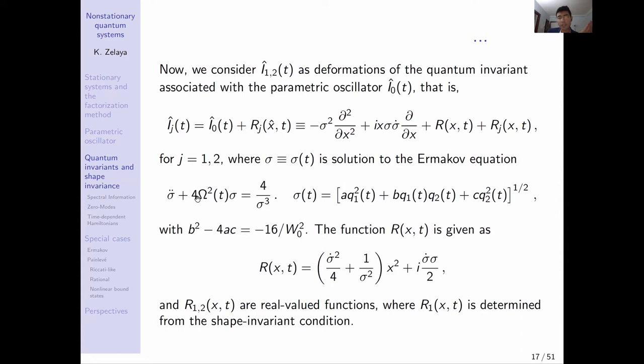So if we find two of these linearly independent solutions, we get sigma, and with sigma we basically define this time dependent coefficient. But still, we need to find what is R in R1 and R2 given here. R is just this quantity, but R1 and R2 are unknown to this point. So these are the functions we are going to look for.